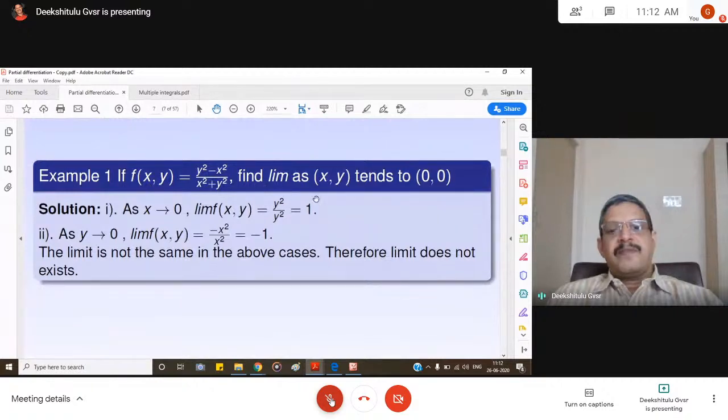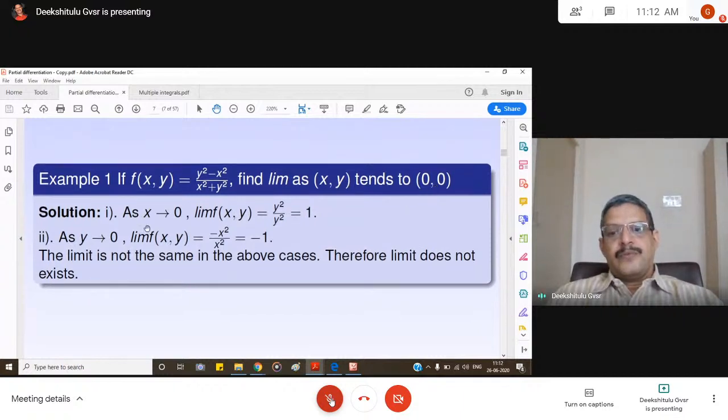f(x,y) is equal to (y square minus x square) by (x square plus y square). Find the limit as (x,y) goes to (0,0). As I said, (x,y) tends to (0,0) means x goes to 0, y goes to 0. First, x goes to 0. If you put x equal to 0 in this, what happens? This is 0, this is 0. So what happens? Y square by y square is 1. It is independent of y. You need not put limits.